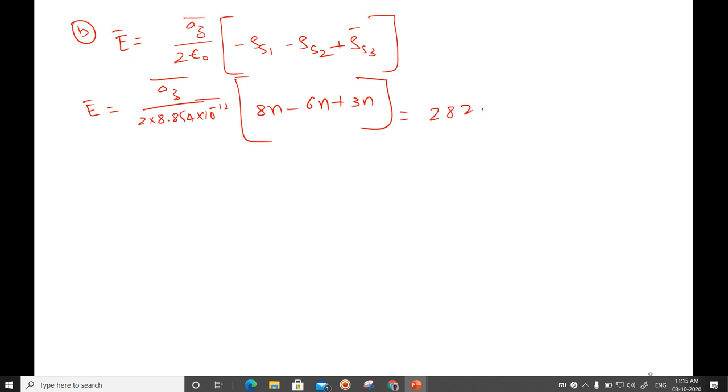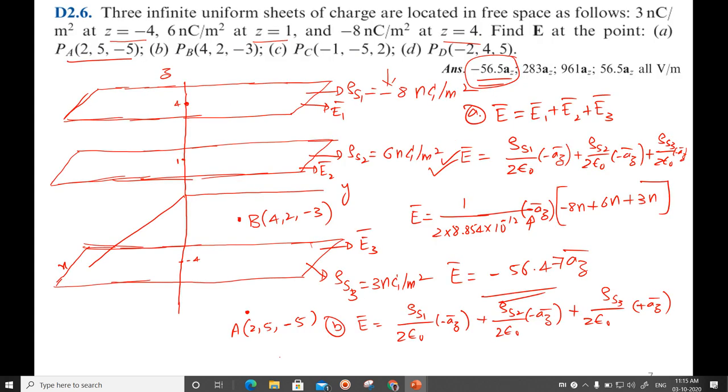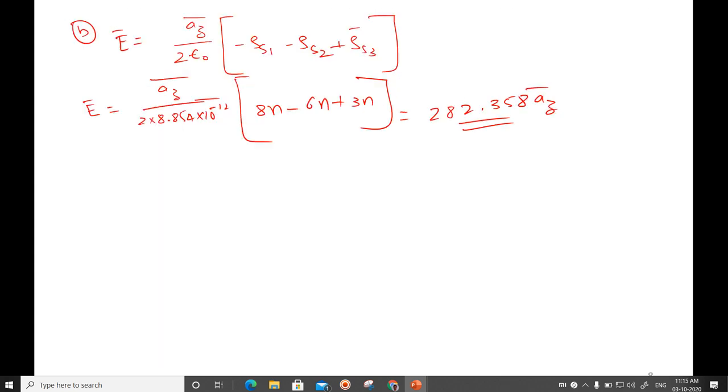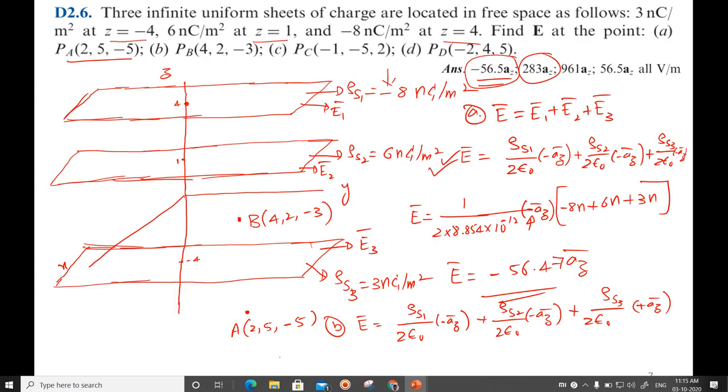282.358 Az. Just will verify the answer. 282.358, so 283 almost, right? Yes. Okay, I hope you have understood this. I will take up part C, and part D I will leave it to you people.